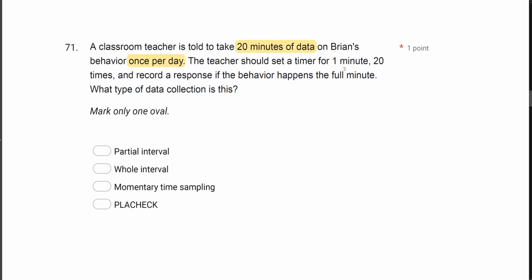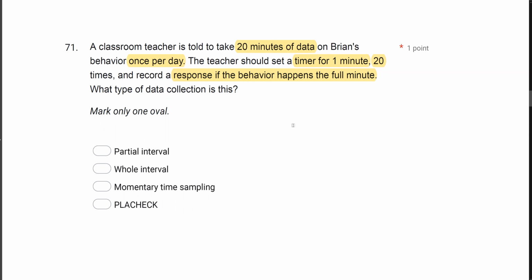Now, what type? Well, we have a timer for 1 minute. That's going to be our interval length. We've got 20 times or 20 intervals. And then the response has to occur the full minute. So this is telling us exactly what type of interval recording we're using. Because A, partial interval, that type of recording, the response has to occur at any point, right? It can happen for a split second. It counts as a response. Our interval procedure, the response has to occur the full minute or the whole interval, right? So we're looking at B, whole interval.